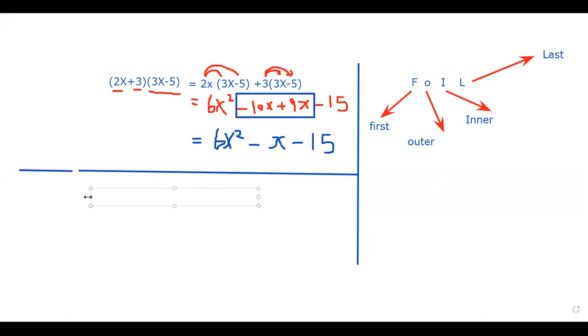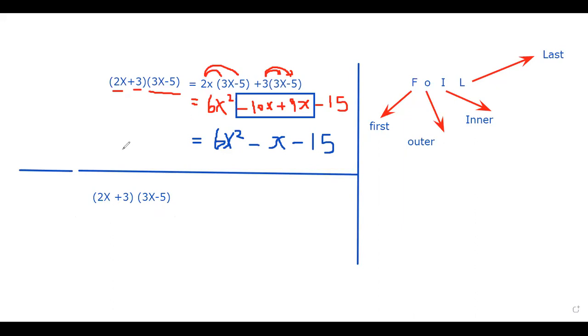Now we are going to write the same question. It was 2x plus 3 multiplied by 3x minus 5. Now, where is first and first? This represents first in the first parentheses, and this is first in the second parentheses. So this is first and first. The first step here, we multiply first and first.